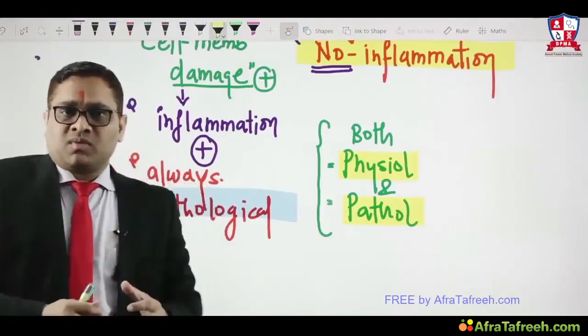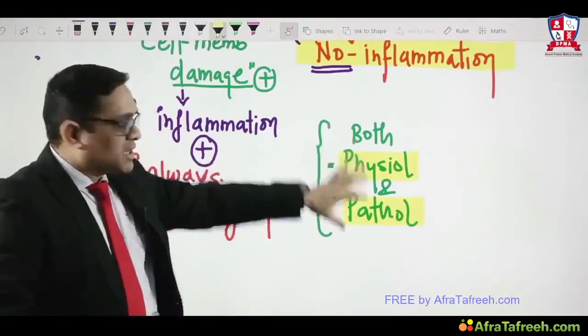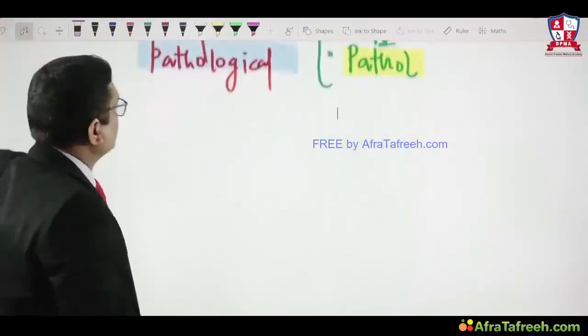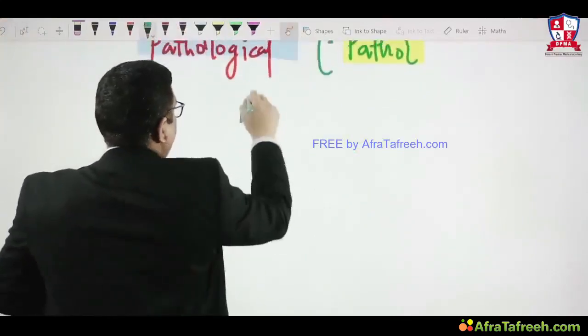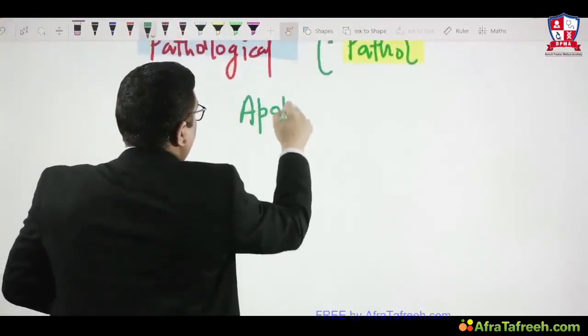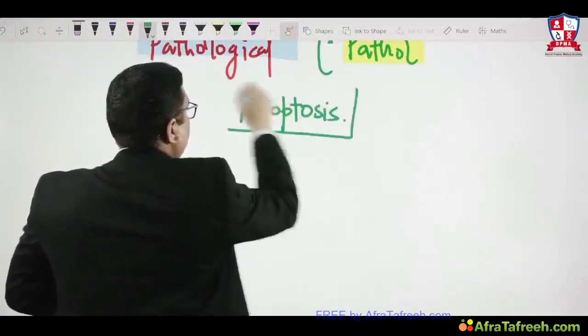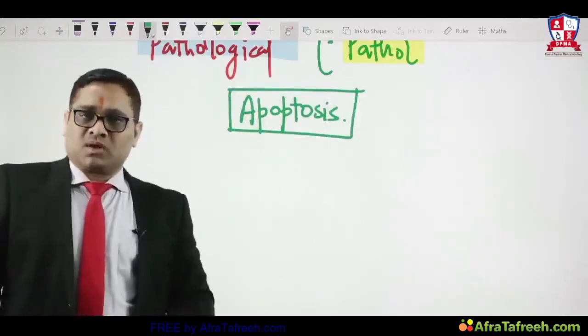Now the next topic we are going to discuss is another morphological spectrum which is both physiological and pathological, and that is apoptosis, right? So this will be our next topic which we are going to discuss.